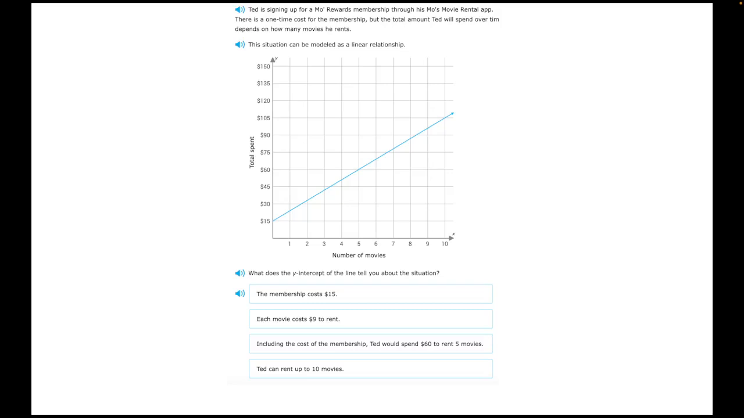Today we're going to be looking at different word problems and graphs, and we're going to be looking at what the slope and y-intercept tell you about the story.